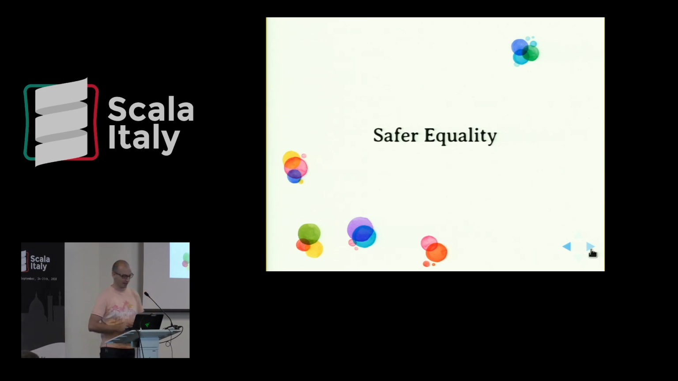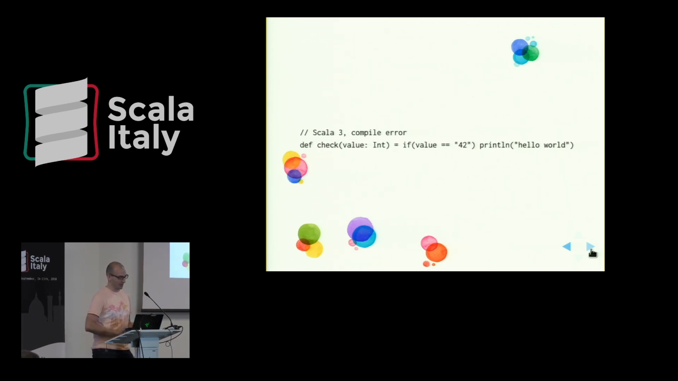Safer equality. This will not be allowed in Scala 3. You can't check whether something which is an integer is a string. And there's also multiversal equality, which I won't talk about, but essentially this is a compile error, not even a warning. It just won't compile now.